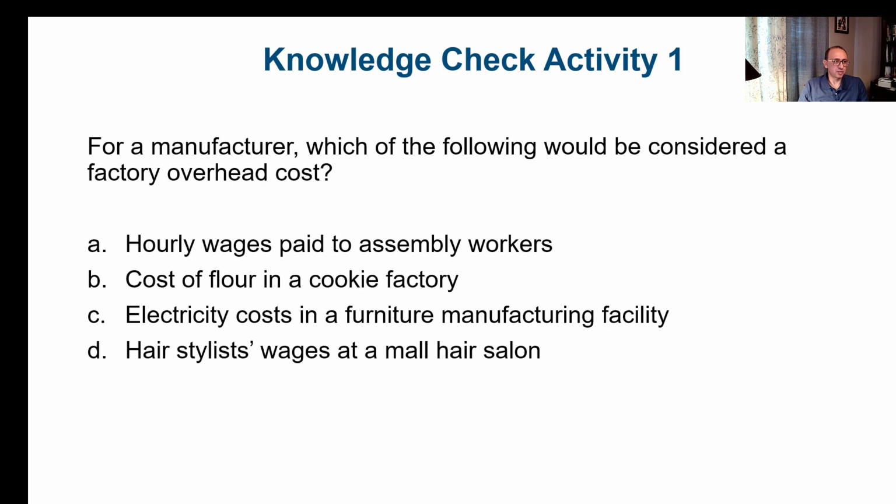Again, that's direct material cost. Electricity cost in a furniture manufacturing facility? Yes, I think that tends to be an overhead cost. And one thing I can say, it's an indirect. We cannot really trace how much is the electricity used to each piece of furniture that we manufacture. How about a hairstylist wage at a mall hair salon? In that case, again, that's a direct labor cost. So the right answer in this case would be C.